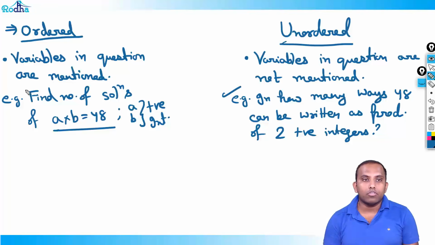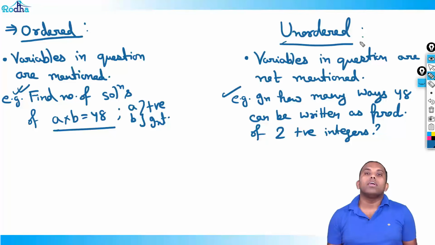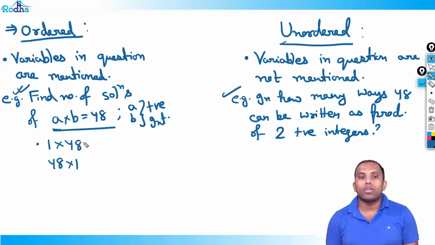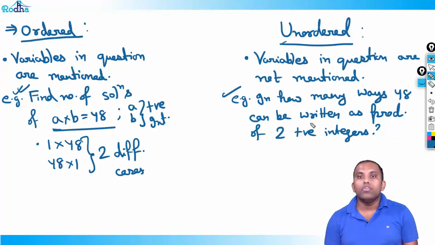Here variables are mentioned, so you have to find an ordered solution. This is a case of ordered solution, and this is a case of unordered solution. The logic behind it is that when a question mentions its variables, that means they are differentiating between the variables a and b. So when it is given that a into b is 48, I should treat 1 into 48 and 48 into 1 as two different cases. But in case of unordered we should not do it.